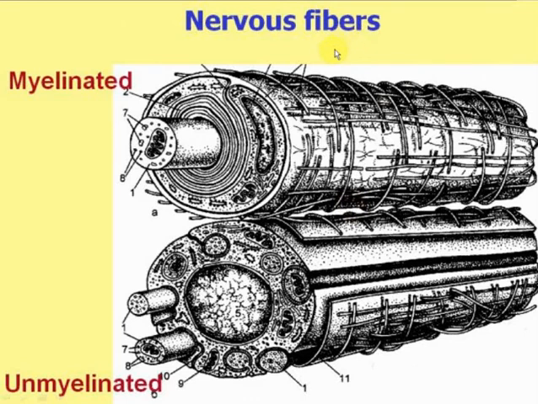There are two types of nervous fibers, myelinated and unmyelinated. Myelinated fibers contain one axial cylinder, one process of a neuron, covered by myelin sheath. Unmyelinated fibers contain many axial cylinders and no myelin sheath.